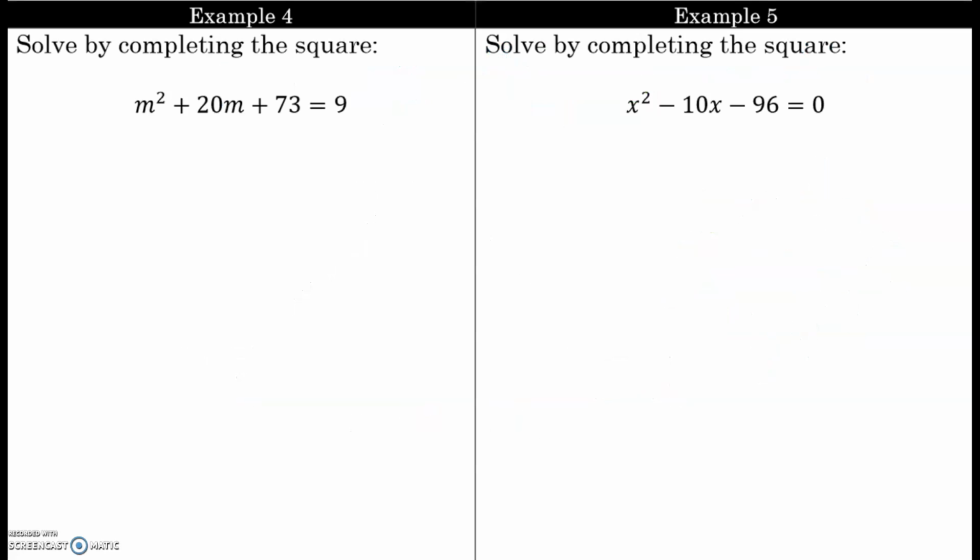Now what I would like you to do is to take a look at example 4 and 5. Please work on completing the square on your own. Please pause this video and hit play once you've completed both of these examples.